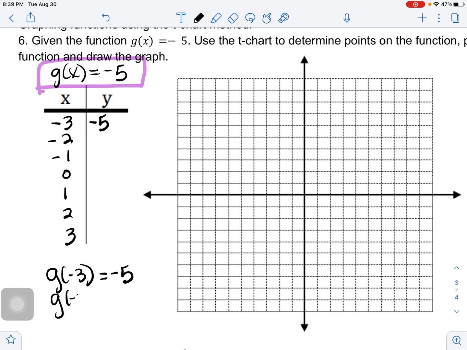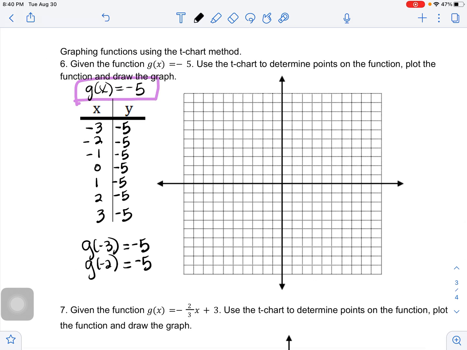And when I go to evaluate g of -2, I'm going to run into the same issue. There is no x variable in that function to substitute in. G of -2 is simply -5. And that's going to happen for each input. The output is exactly the same. Let's go ahead and graph those points now.